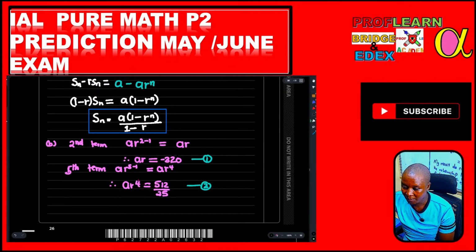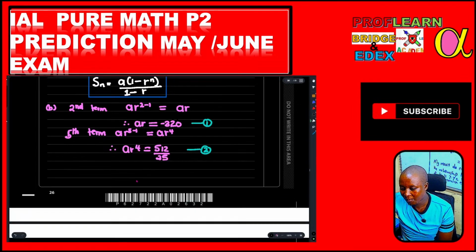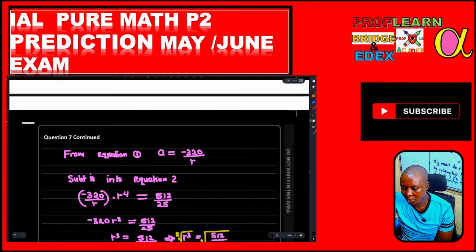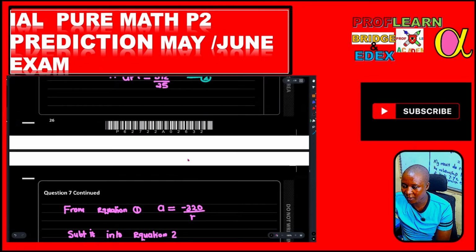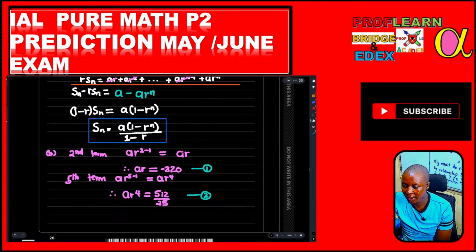So from the first equation, we can find a, and we're going to make a the subject of the formula. That's going to be a equals negative 320 over r. From the first equation, we make a the subject of the formula by dividing by r both sides.